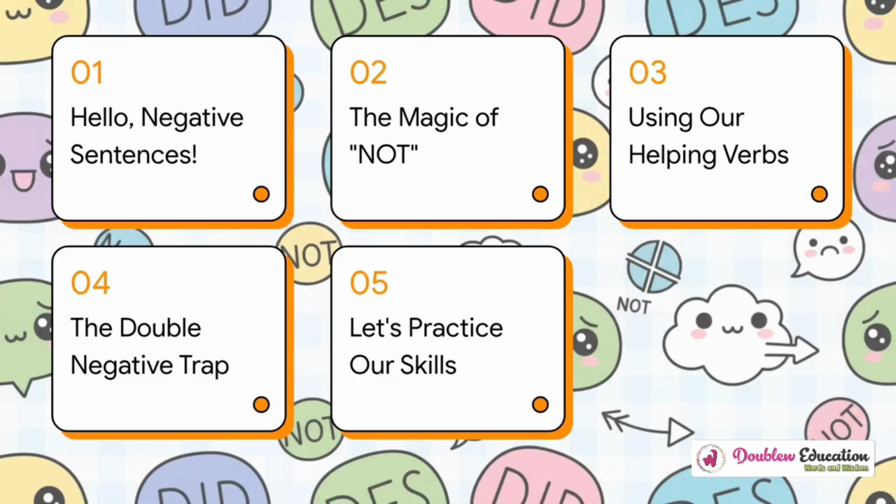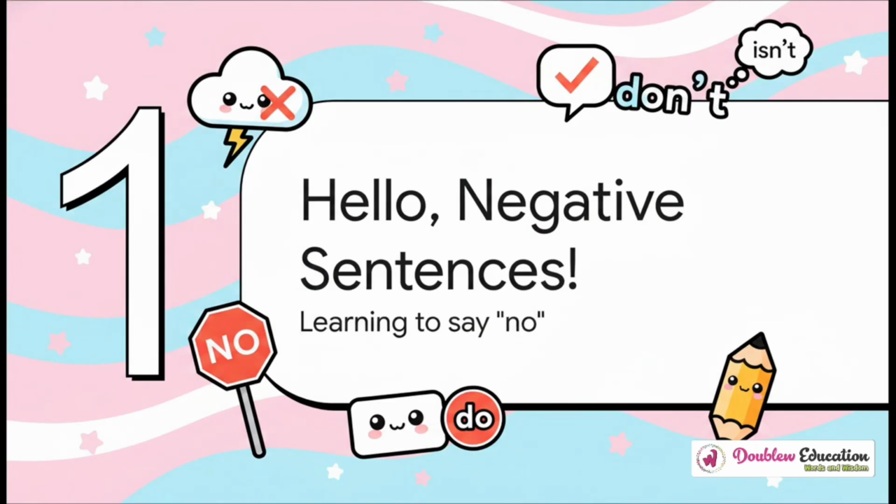Okay, so here's our game plan for today. First, we'll say hello to what we call negative sentences. Then, we'll get into the magic of the word not. After that, we'll talk about some super helpful verbs. We'll even look at a common mistake, a little trap, so you can avoid it. And finally, we'll practice everything we've learned. Sounds good? Let's go.